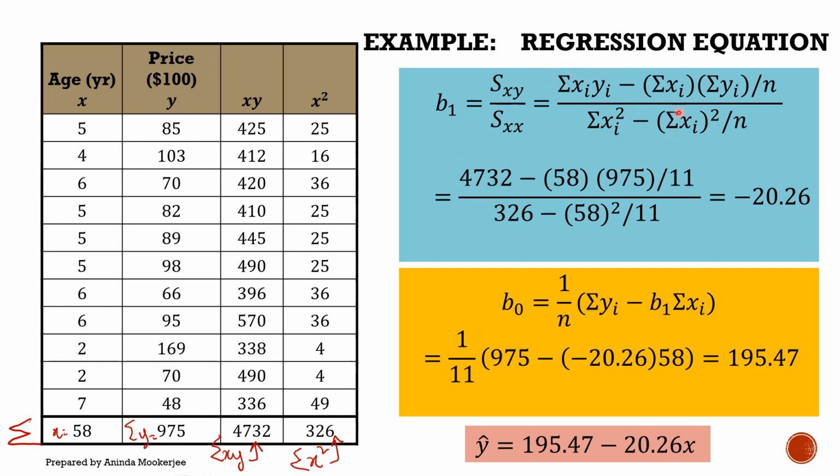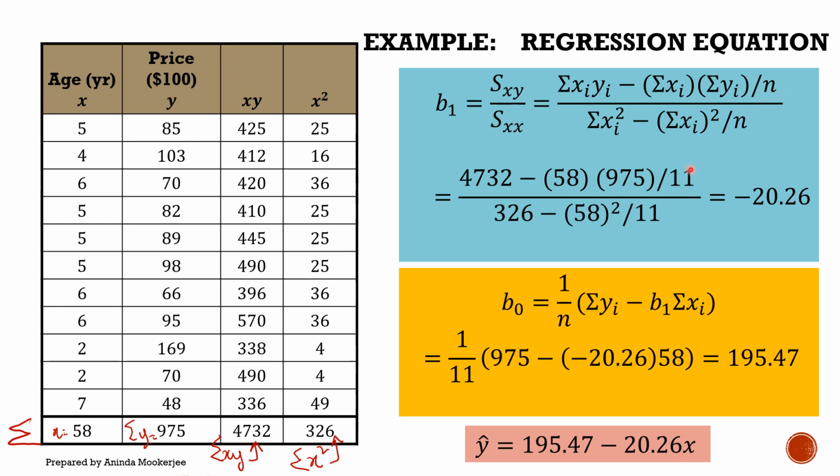Then it's sigma x, that means the sum of all the x values, which was 58. So I wrote 58 times the sum of all the y values. The sum of all the y values was 975, and I have 975 here. Replace sigma y by 975, divided by n, which is 11, correct? We have 11 data points. That's our sample size.